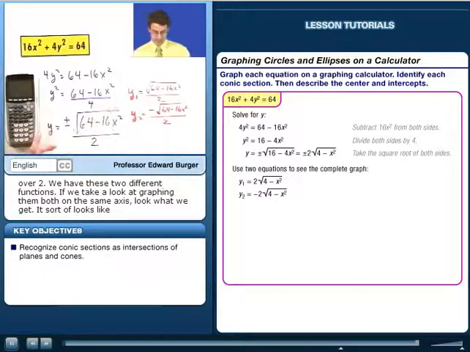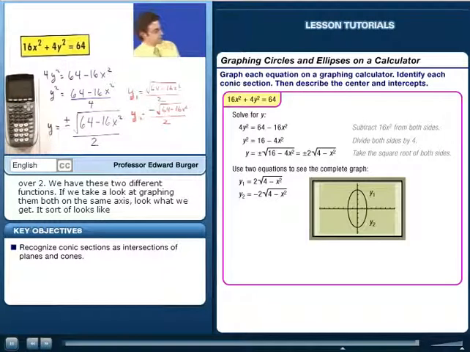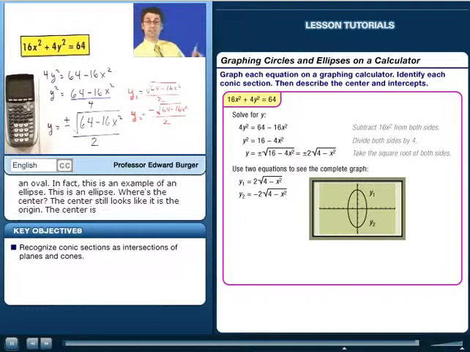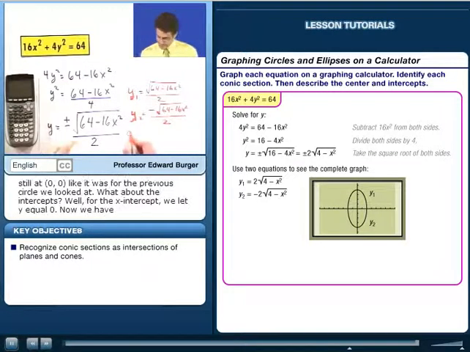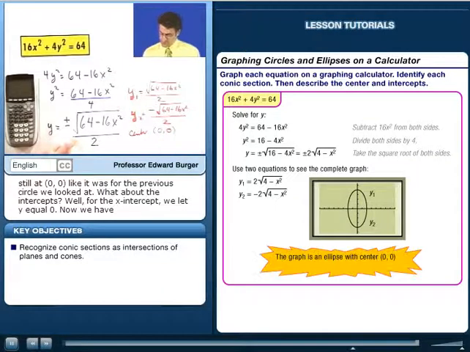If we take a look at graphing them both on the same axes, look what we get. It sort of looks like an oval. In fact, this is an example of an ellipse. So this is an ellipse. Where's the center? The center still looks like it's the origin. So the center is still at 0, 0, like it was for the previous circle we looked at.